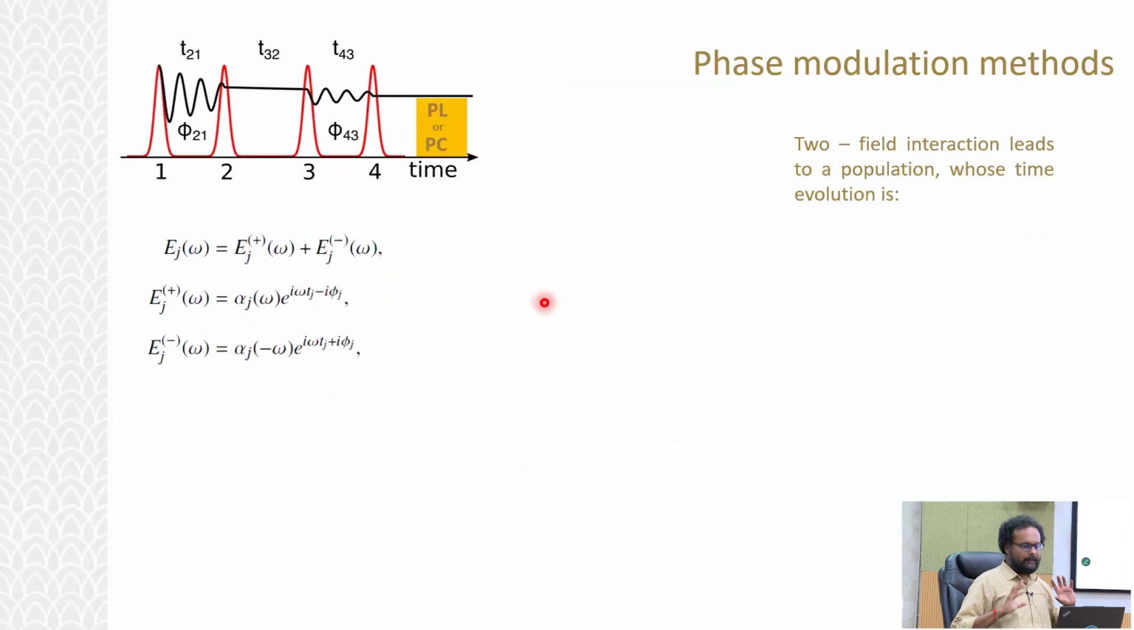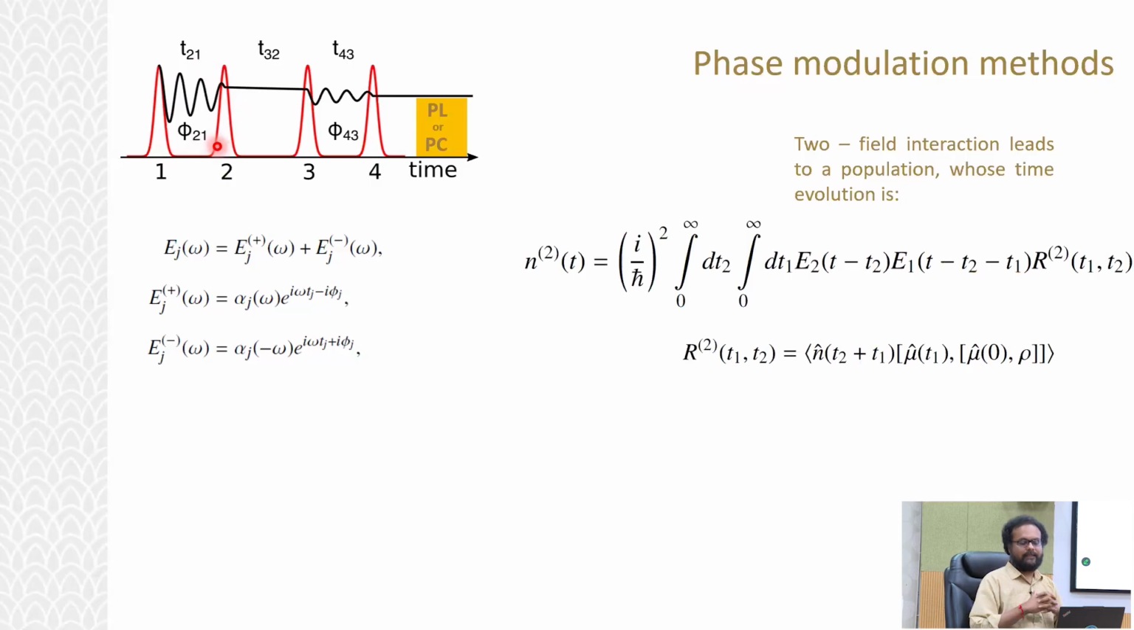So let's go back and rewrite the fields now. A bit of theory now instead of going to experiment. Now we know very well, if I have two field interactions, so I generate those first two pulses, I modulate the phase between them using acousto-optic modulators. I'll come back to that, what does it mean. So if I come with these two pulses, I will generate a population. The time evolution of the population, we know very well, can be written like this, where R2 is a second order impulse response function. Everybody knows this, right? Everybody knows also this, hopefully.